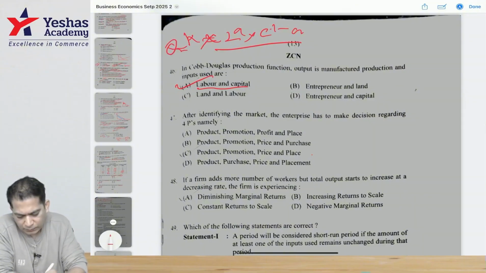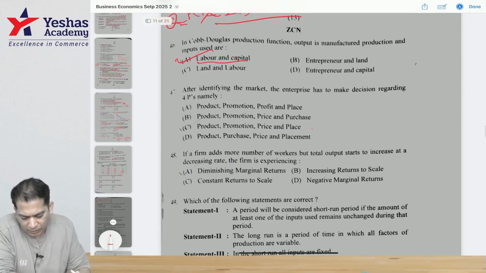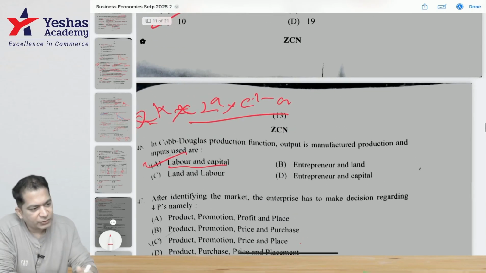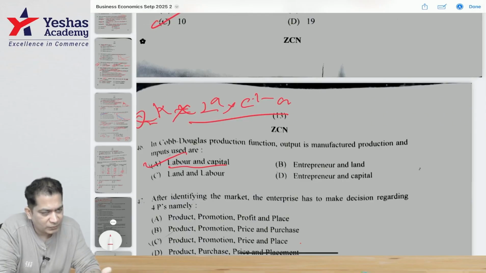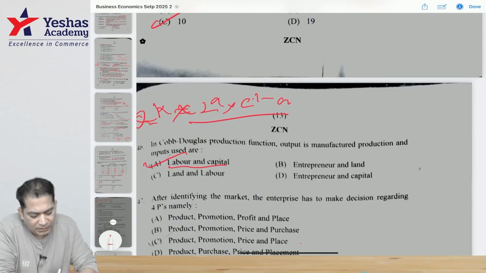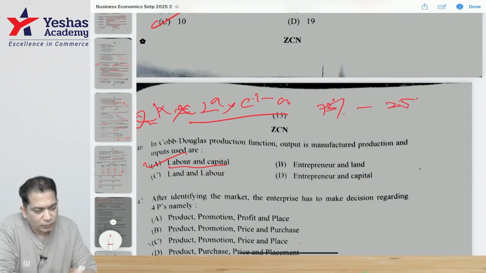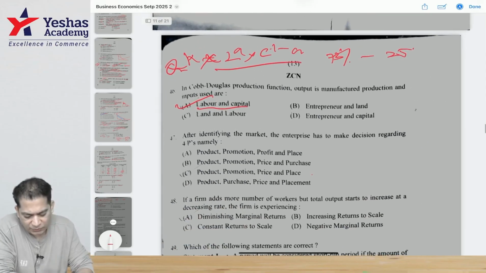Alright. Now, after identifying the market, and remember here, they could have also asked the question of how much labor and how much capital goes in. We know that labor consists of 75% and capital consists of 25%. So they could have asked you this question as well.